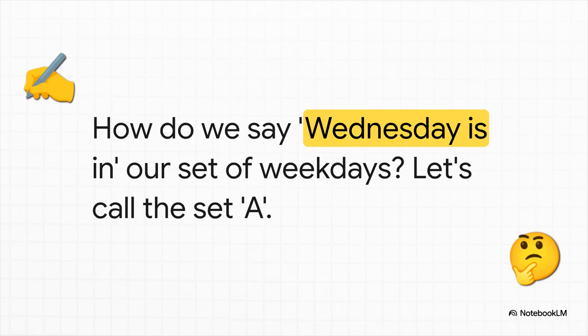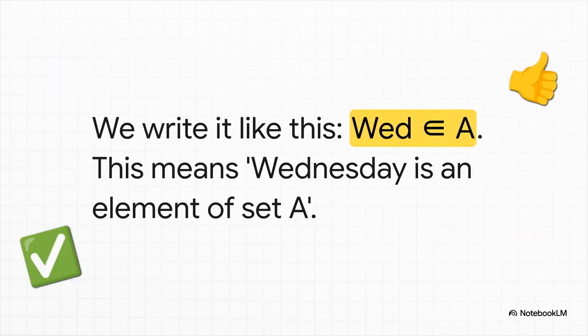How would we write, in math shorthand, that Wednesday is one of the things inside our set A? We use this little symbol. It kind of looks like a curvy letter E. This notation right here is just a fast way to say Wednesday is an element of set A. That's all it means. Pretty neat, huh?